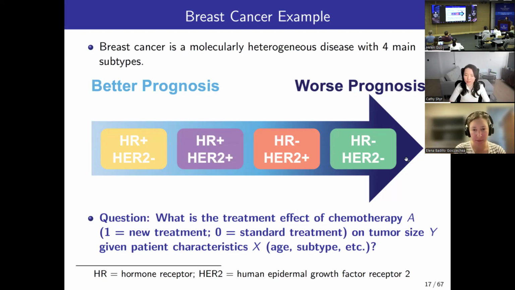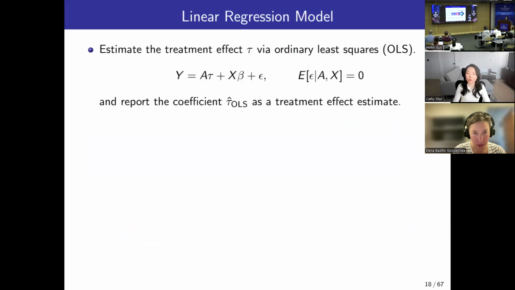So the question of interest is, what is the treatment effect of, let's say, chemotherapy A, so binary treatment, 1 meaning the new treatment, 0 meaning standard, on tumor size Y, given patient characteristics X. So we're thinking about age, subtype, genetic factors, etc. One simple way to approach this is to use a linear regression model. We can estimate the treatment effect tau using ordinary least squares. And then we can report the coefficient tau hat OLS as a treatment effect estimate.